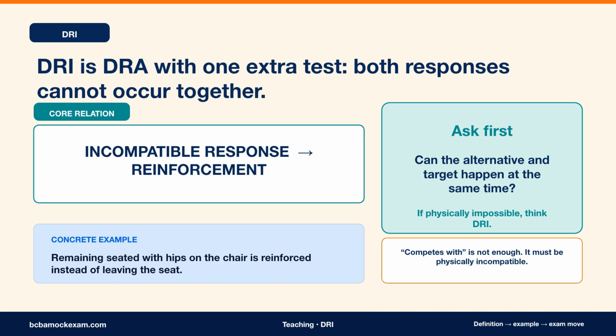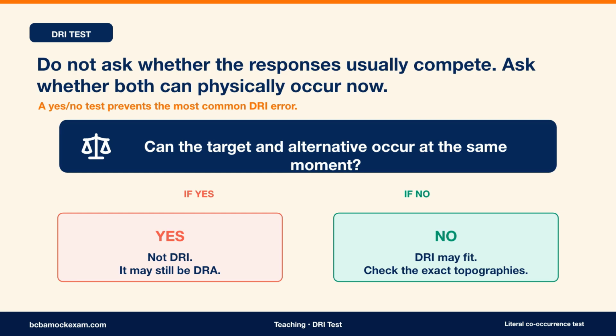A named alternative earns reinforcement, and that response cannot physically occur with the operationally defined target. Helpful or competing is not enough. Remaining seated and leaving the seat may be incompatible as defined, but using a checklist and humming can still occur together. Run the DRI test literally.